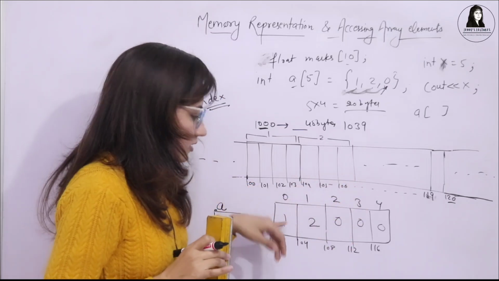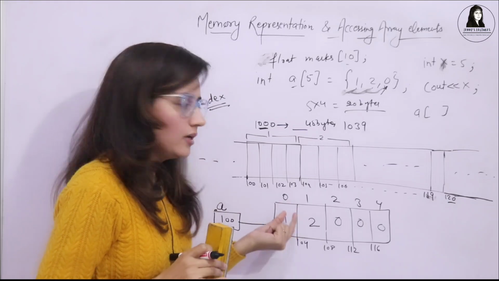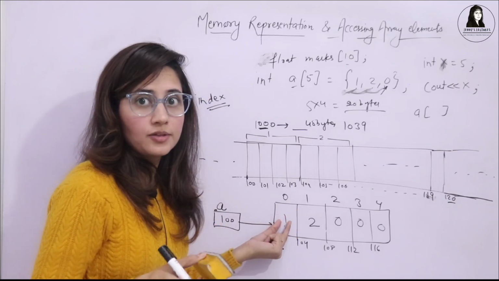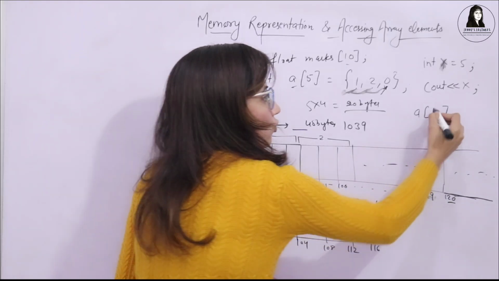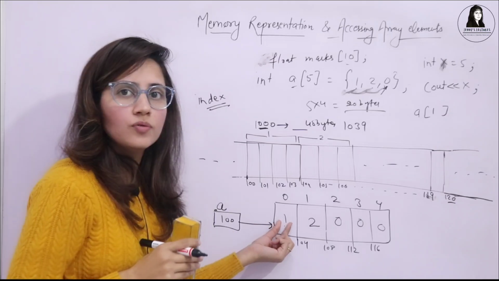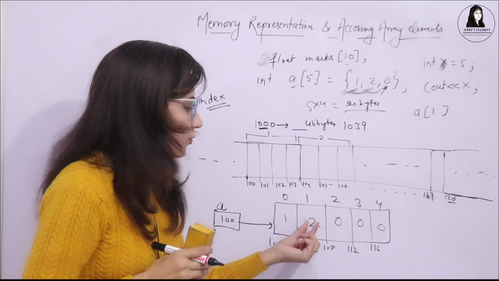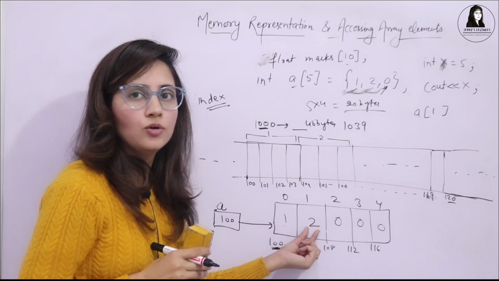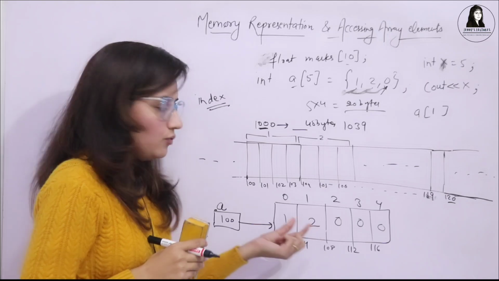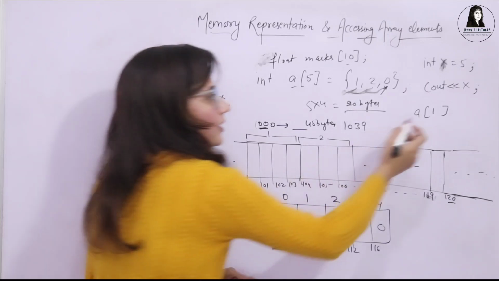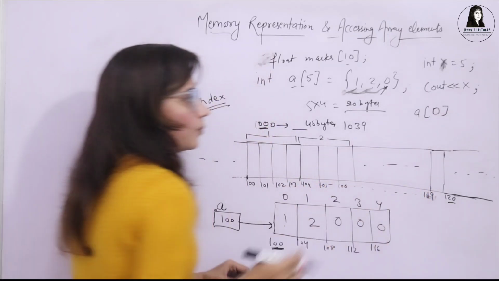If I say I want to access the first element, so obviously you will say the position of the first element should be 1. So it should be a of 1. Means a of 1 will give you the first element. A of 2 will give you the second element. But no, that is not the case. If you want to access the first element, then the index would be 0.